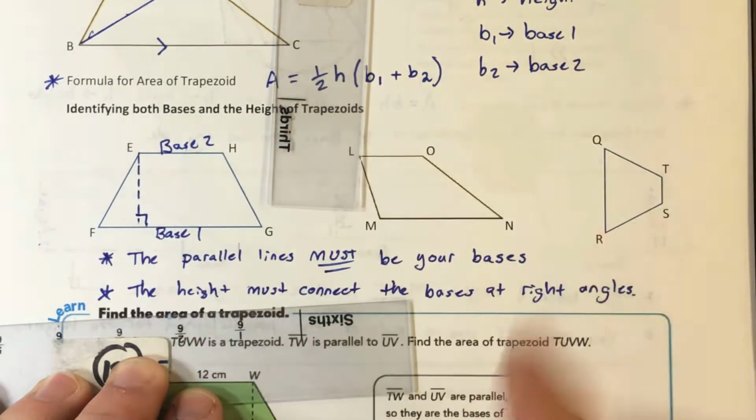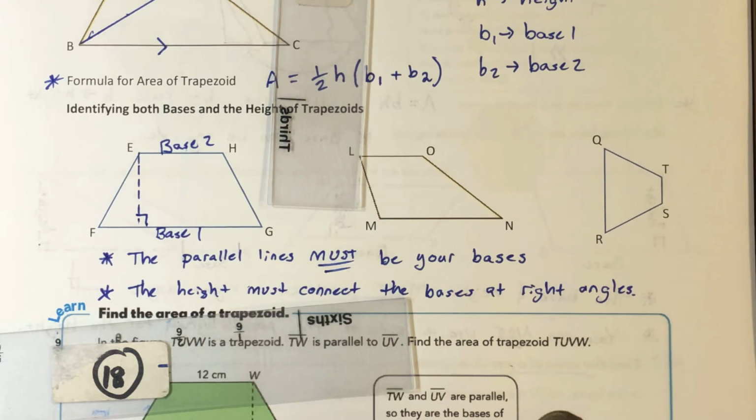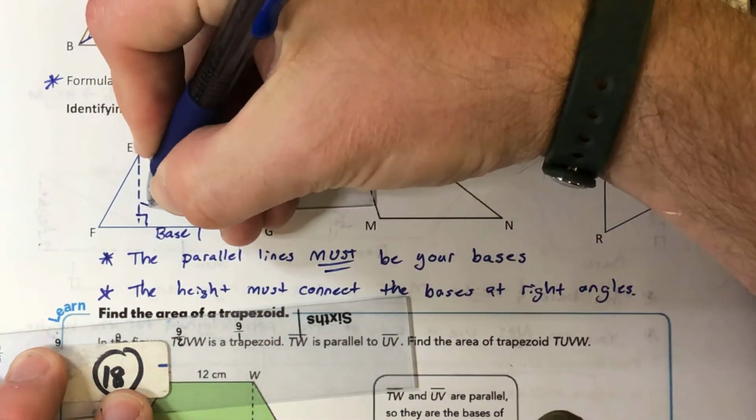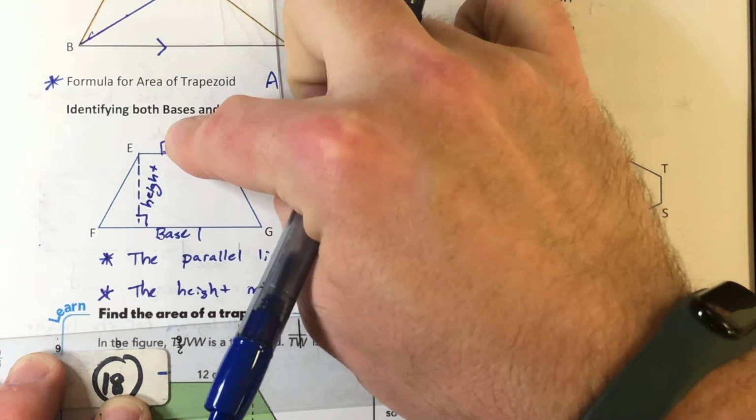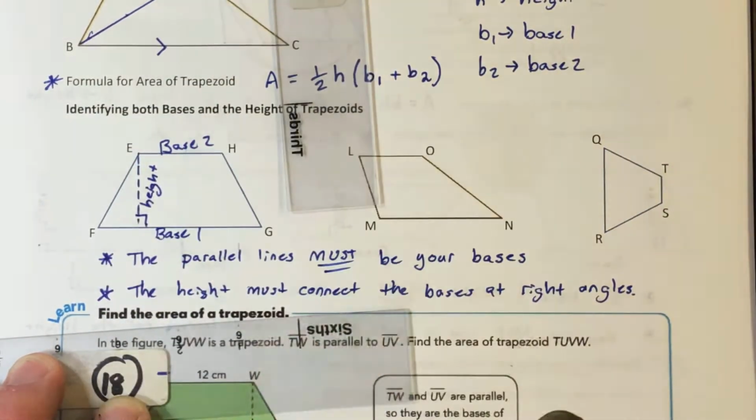So I see a right triangle in there. That could potentially be useful. I'll show you in part 2 how it can be. All right, before I go to the next example, let's label this. Again, height. So base 1, base 2, height connects them at a right angle.